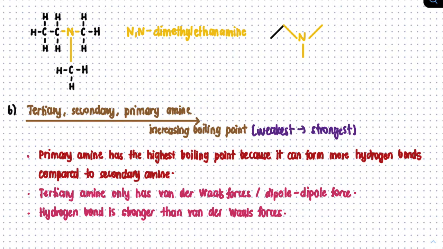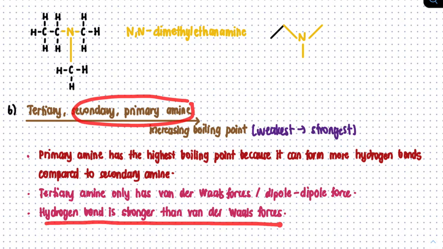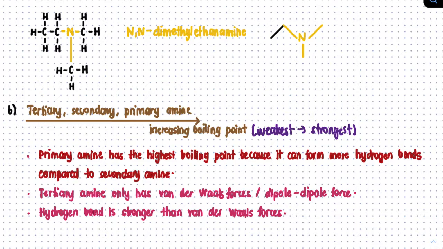Okay, and then I've mentioned juga the weakest one is the tertiary kan. Okay, the tertiary amine only has van der Waals forces ataupun specific lagi dipole-dipole force as the structure itself is polar molecule. Okay, and then kenapa lagi? So why primary amine is stronger than secondary and primary is stronger than the tertiary? Because we have to mention lah, secondary primary ni kan ada hydrogen bond and the hydrogen bond is stronger than the van der Waals force. Okay, so that is the explanation. Okay, so that's for question number 2.